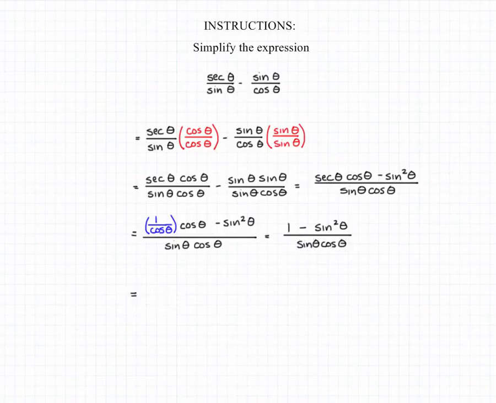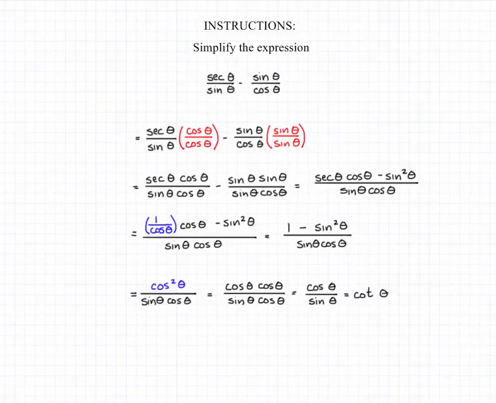And here we can use a Pythagorean identity to change 1 minus sine squared theta into simply cosine squared theta. And that's still over sine theta cosine theta. And that's going to equal cosine of theta times the cosine of theta in the numerator over the sine of theta times the cosine of theta. Now we can cancel one of the cosines from the numerator and denominator, which will leave us with cosine theta over sine theta, which we can simplify to our final answer, which is the cotangent of theta.